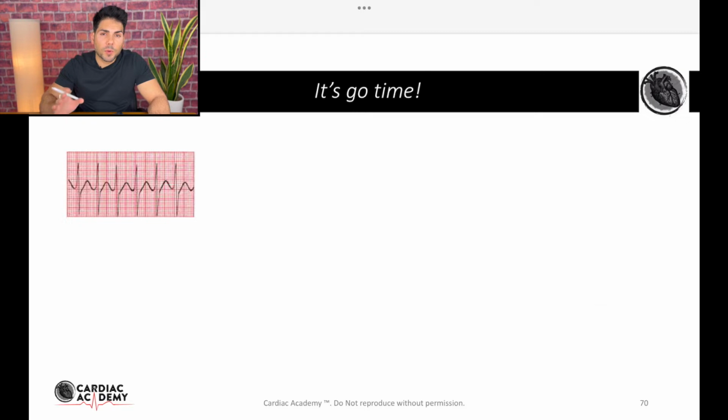All right, let's practice some questions, okay? So feel free to pause the video if you need more time to think, okay? So let's look at this first rhythm strip. So what type of arrhythmia are we seeing here, okay? What do you think?